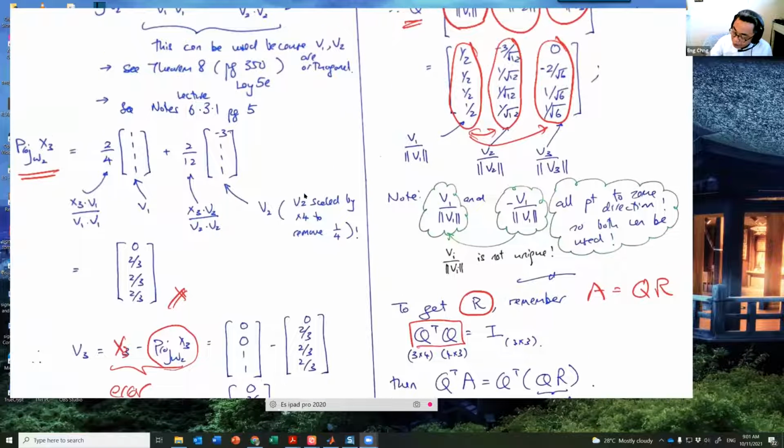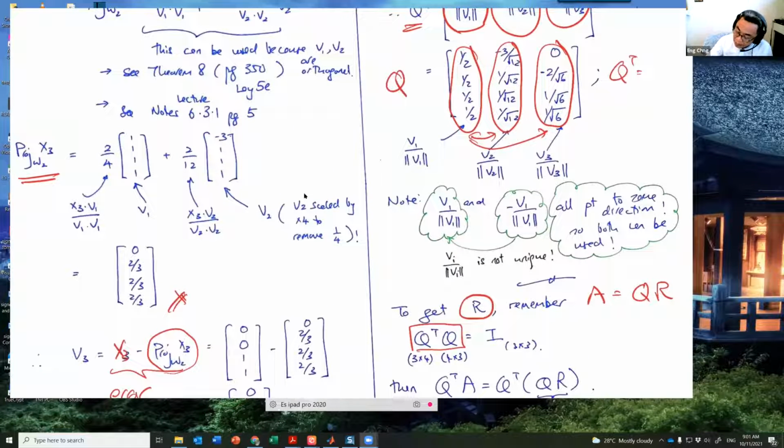So Q transpose will become, this is 4 by 3, so this will become 3 by 4. Q transpose Q is 3 by 4 multiplied by 4 by 3, which equals 3 by 3. Since all the columns are orthogonal, only Q1 transpose Q1 has any value. Since each column is normal, Q1 transpose Q1 is 1. So that's why we get the identity.